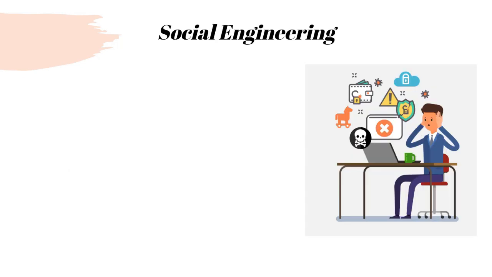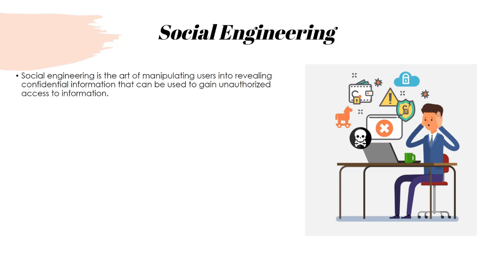So now let's look at what exactly is social engineering. I want to give you more of an in-depth understanding of what this is about. Anthony's going to go quite in-depth into this section as well. I want to give you a bird's eye overview of what this entails here. So social engineering is the art of manipulating users into revealing confidential information that can be used to gain unauthorized access to information. So let's look at some of the common social engineering attacks.